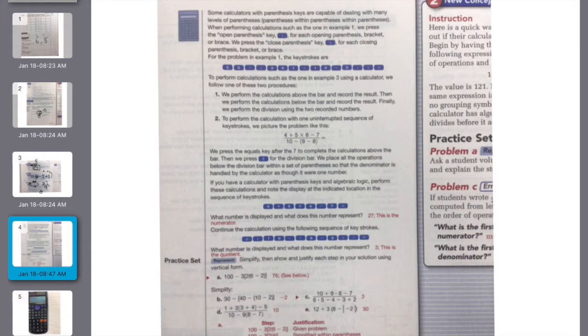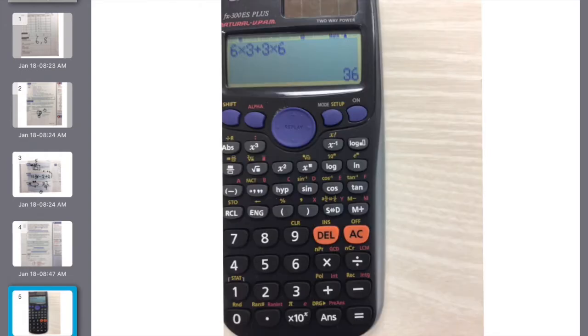Okay. Then they say, hey, guys, a lot of times you like to use calculators to do those things. Some calculators with parentheses keys are capable of dealing with many levels of parentheses, parentheses within parentheses within parentheses, when performing calculations such as the one in example 1. We press the open parenthesis key for each opening parenthesis, bracket, or brace. We press the close parenthesis key for each closing one. For example, problem 1, they give you all these parentheses you have to press to be able to do that thing. Okay, guys, you do what you want. There are calculators that do that.